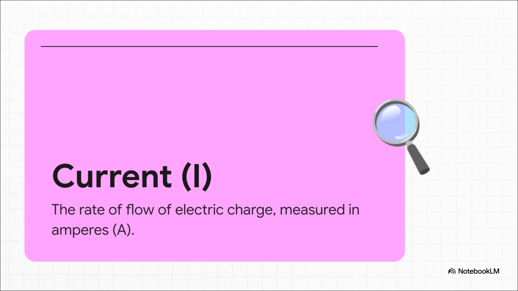Okay, first up is current, which we represent with the letter I. This is just how much electric charge is flowing past a certain point every second. In our water analogy, it's how much water is gushing through the pipe, and we measure current in something called an ampere, or you've probably heard it called an amp.